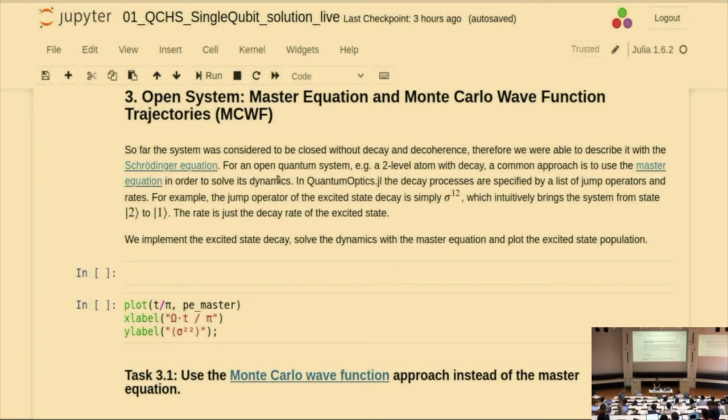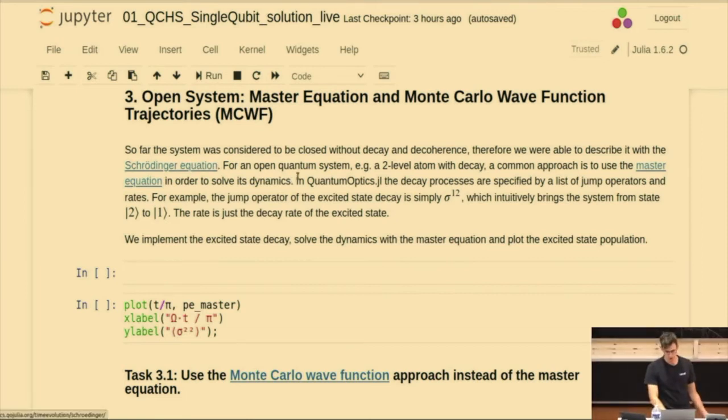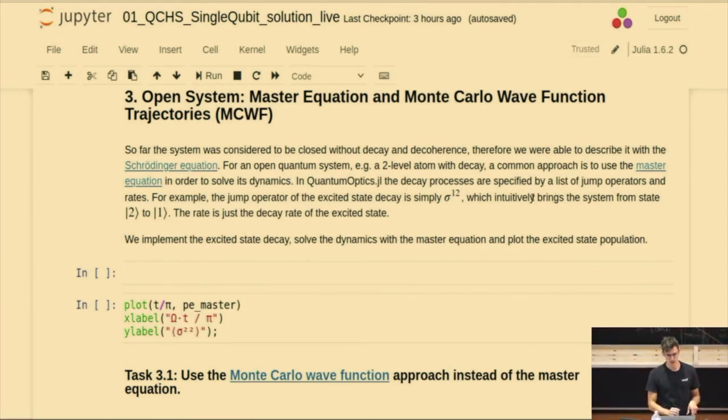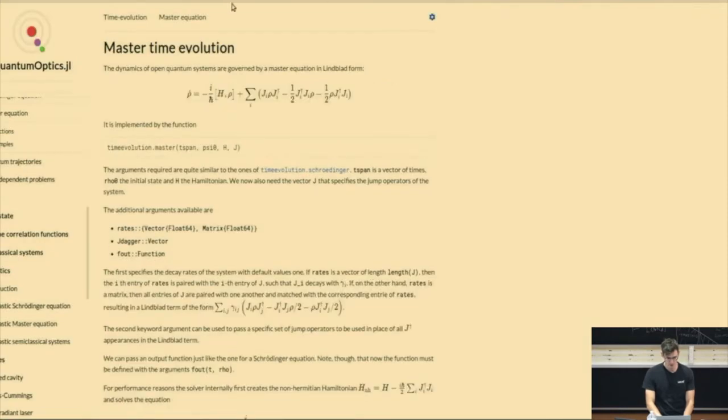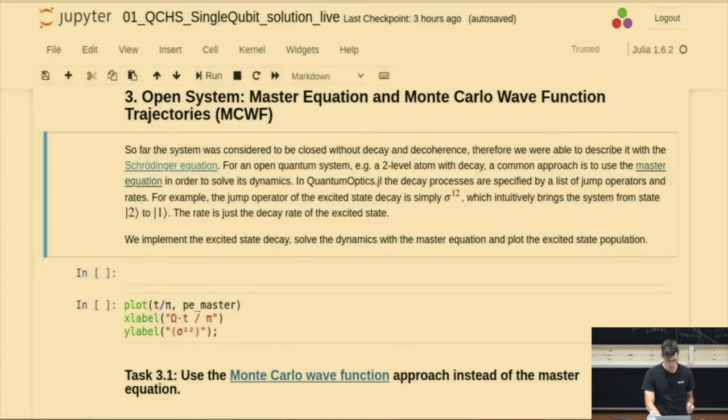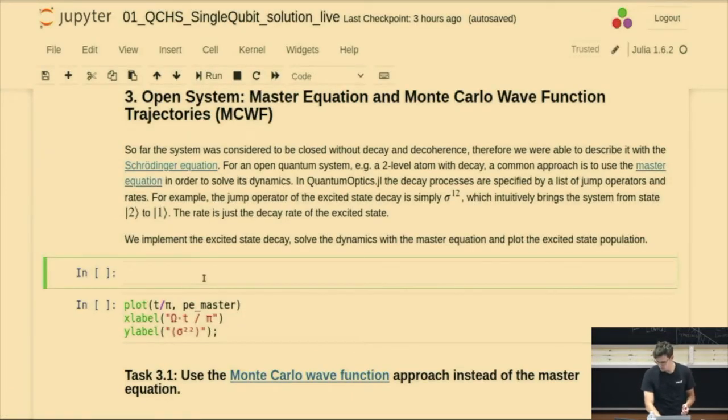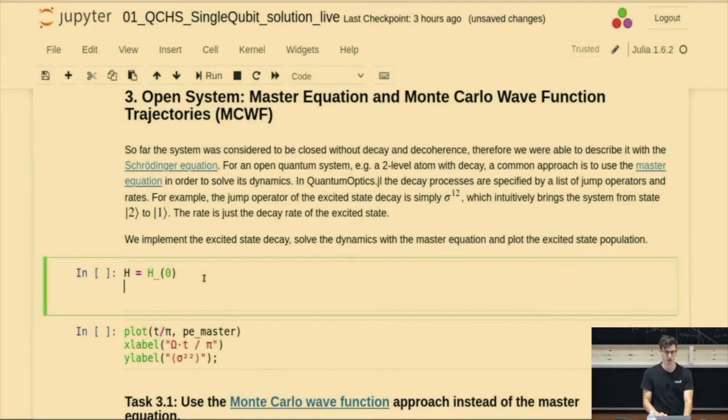We have just looked at a closed system, which is described by the Schrödinger equation. And now we want to use the master equation because we want to do, for example, a case with decay of the atom. I put in a link here with a description of how the master equation is implemented. You can have a look at this if you want. But what we basically need to do is, okay, I just define my Hamiltonian with the function from before. However you did it, just use this one with the detuning when it's 0.